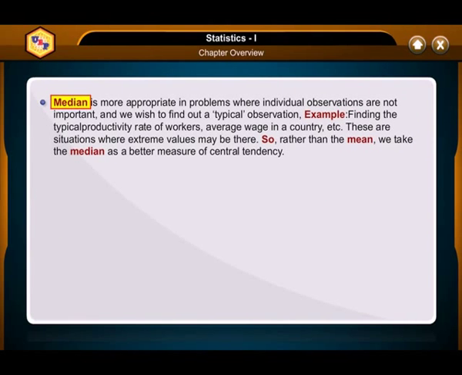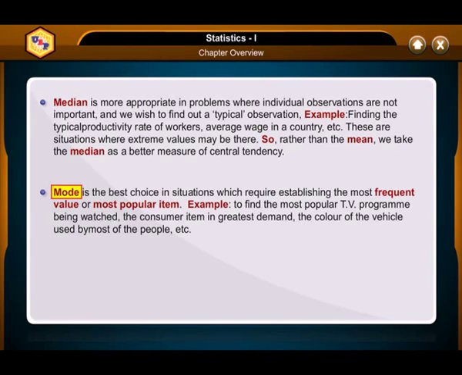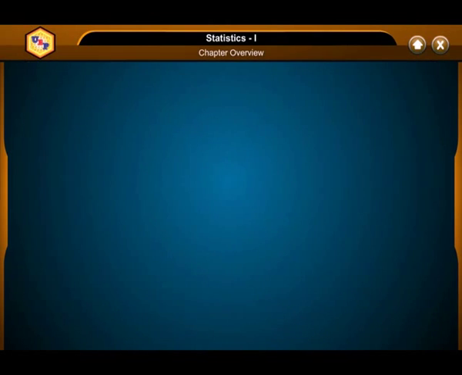Median is more appropriate in problems where individual observations are not important and we wish to find out a typical observation. Example, finding the typical productivity rate of workers, average wage in a country, etc. These are situations where extreme values may be there. So, rather than the mean, we take the median as a better measure of central tendency. Mode is the best choice in situations which require establishing the most frequent value or most popular item. Example, to find the most popular TV program being watched, the consumer item in greatest demand, the color of the vehicle used by most of the people, etc.